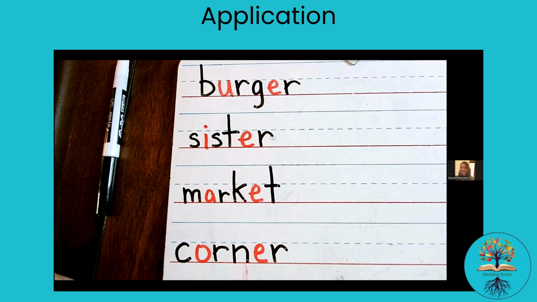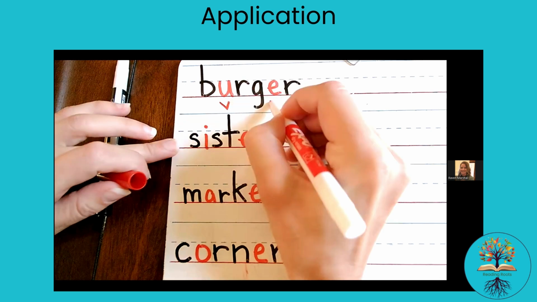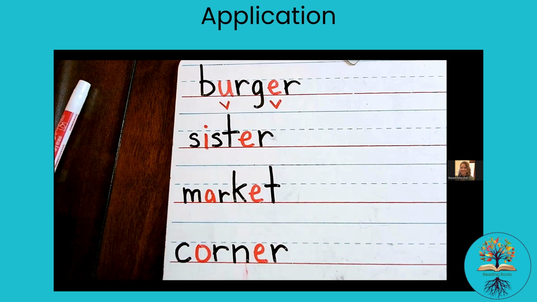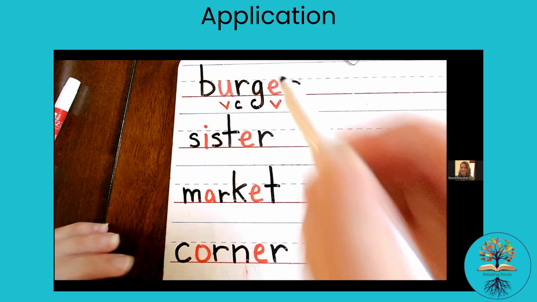We have gone over the VCCV pattern, the vowel team pattern, and the vowel, consonant, E pattern. And today we're adding on the R-controlled pattern. This is what it looks like in action. Let's try a couple examples. First, find the vowels and mark them with a V or highlight them in red. Here's a vowel, here's a vowel. Then mark the consonants with a C. Consonant, consonant.